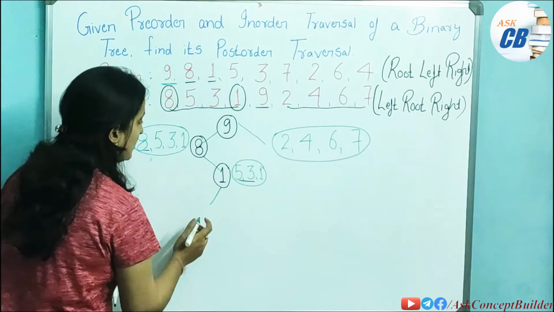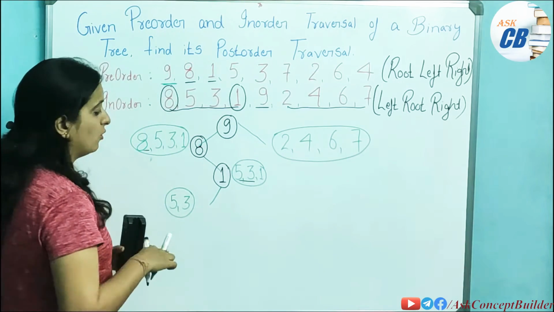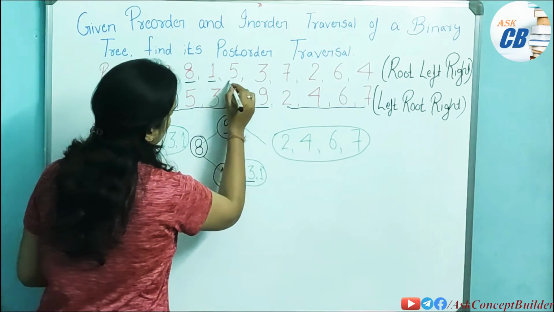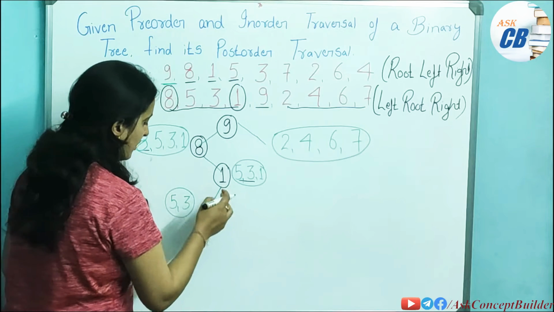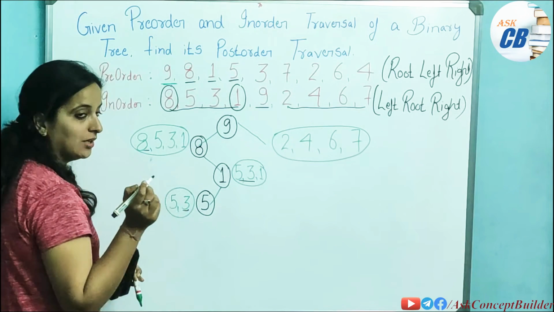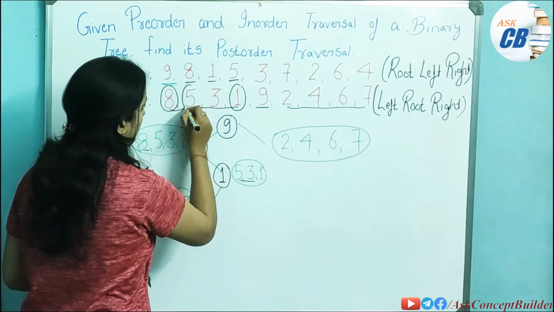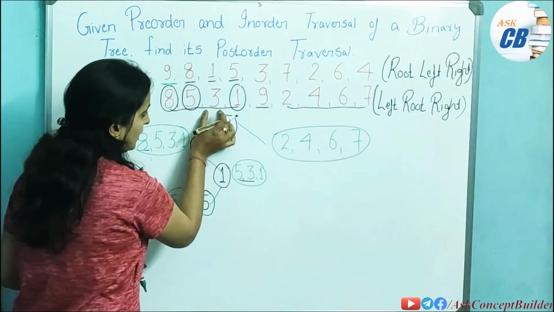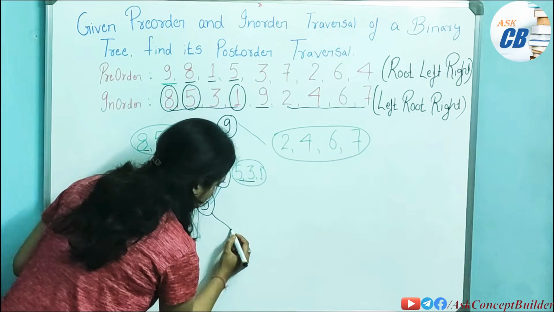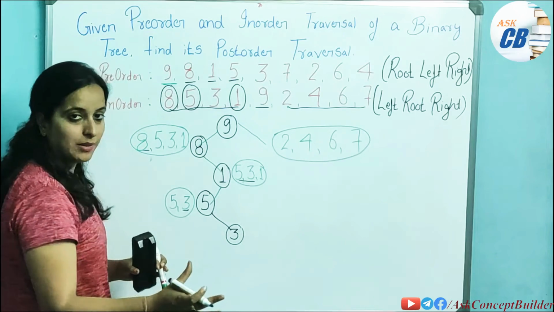So you will write these elements on the left of 1, that is 5 and 3. Now again you have to find the root element. You will go to the pre-order and find your next root node. The next root node is 5. So where is the 5? 5 is here, so 5 will be a root node now, and for the left out element 3, we will check whether it will come to the left or right of 5. 5 is present here in the in-order, and the 3 is present on the right of 5. So you will draw this 3 on the right of 5. Fine.